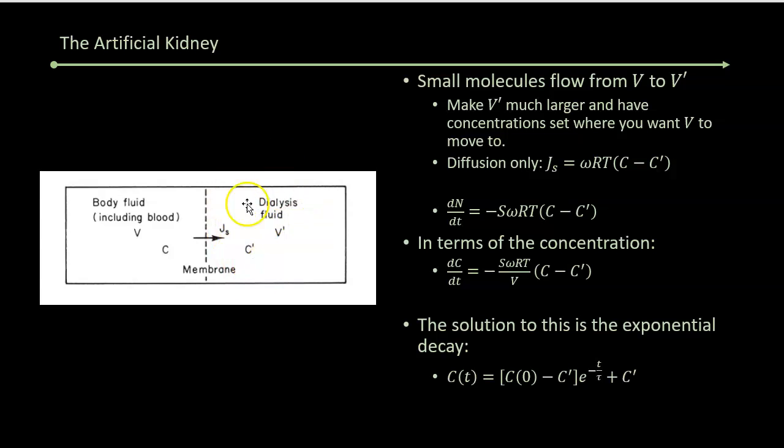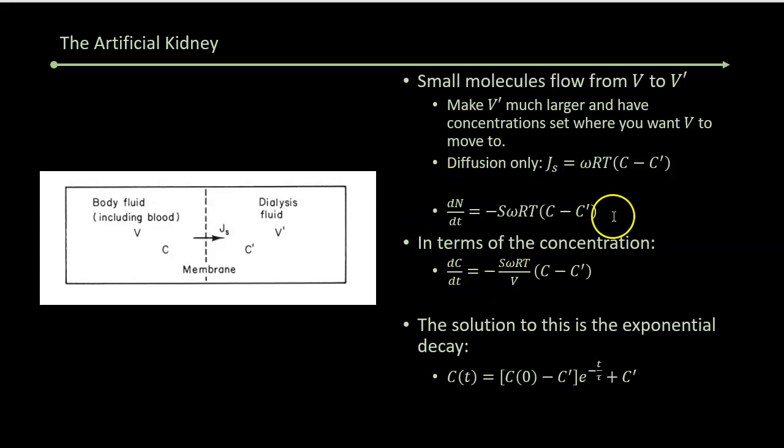If you make the volume of your dialysis fluid much larger than the volume of your blood, then you can set the concentration of solute you're after in the dialysis fluid, and the blood will drift that way. We're talking about diffusion only. There's no volume flow because we're circulating the blood back into the body as we let some of the solutes in it diffuse out.